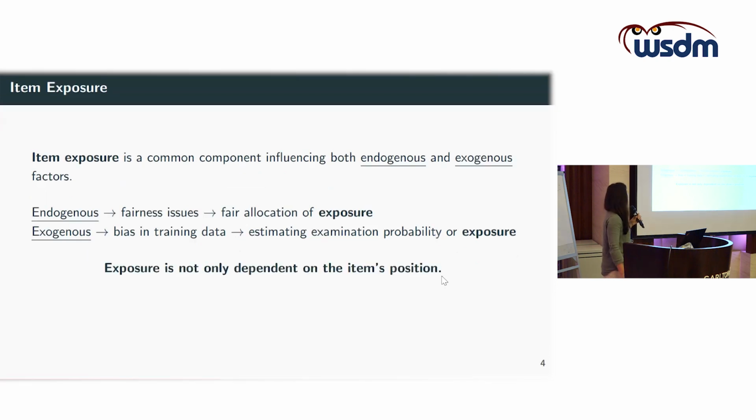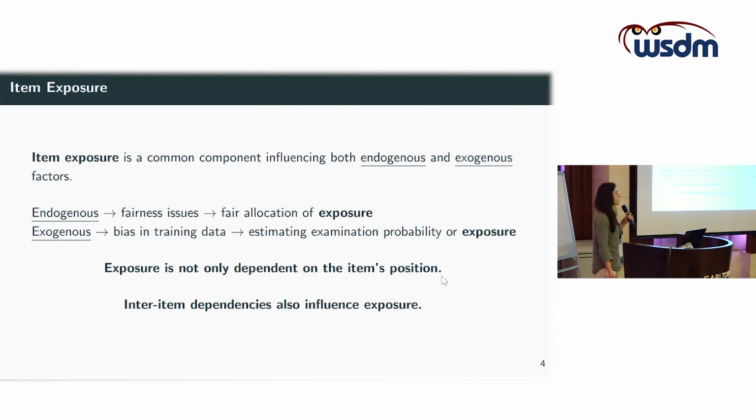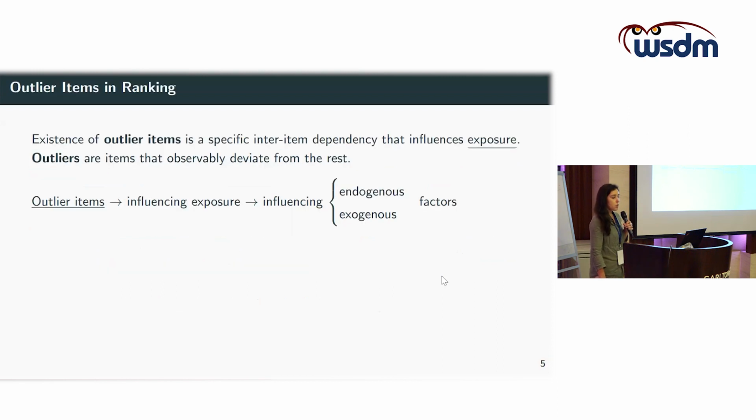This is the core of my research: we argue that exposure is not only dependent on the item's position, but also inter-item dependencies influence exposure. One of the specific cases of these inter-item dependencies is the existence of outlier items. These outlier items can be items that are completely different from the rest. They stand out and attract users. These items will influence exposure distribution in the list, and hence they will influence endogenous and exogenous factors.